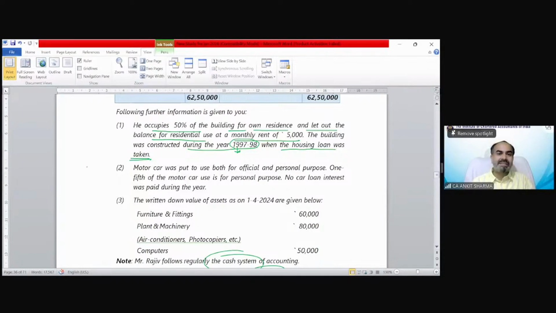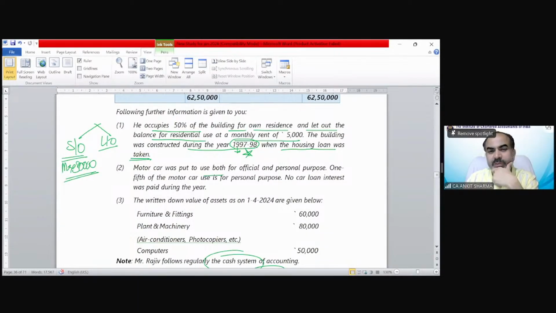So you can see the building has two parts. One is self-occupied, one is let out. So for the purpose of the self-occupied part, because this has been taken before 1st April 1999, the limit of interest would be maximum 30,000 rupees. Okay, we will solve it in the case of income from house property.